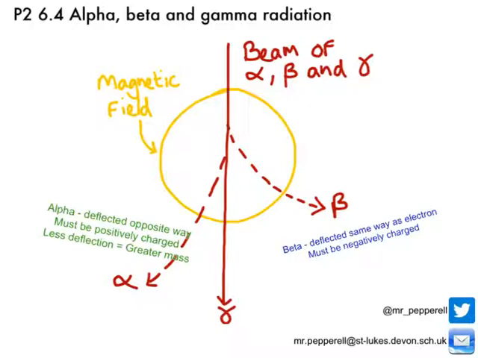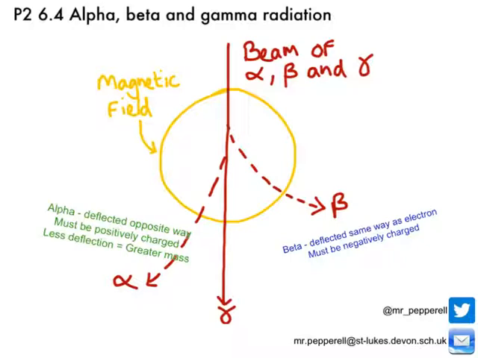We know an alpha particle is actually made up of 2 protons plus 2 neutrons, the same as a helium nucleus. So we know it's been deflected in the opposite direction to an electron, which tells us it's got the opposite charge, or in fact it's got a positive charge. And the fact that it's not been deflected as much tells us it must be much more massive, and we know that's true.